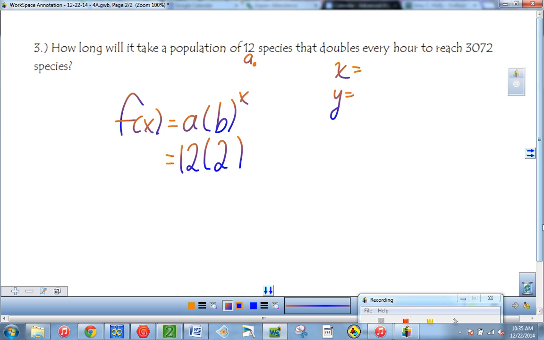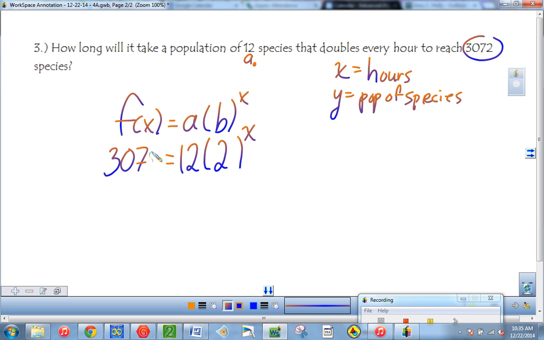What does X mean in this problem? Every hour, good. This is hours. And what is Y, or F of X? The number of species, yeah, the population of species. So we want to know how long it will take. So what are we looking for? We want to know the hours, which means we don't already know the hours, right? So where does this 3,072 go then? Does that make sense? If you know what you're looking for, it makes it a little bit easier to figure out where to substitute things in.